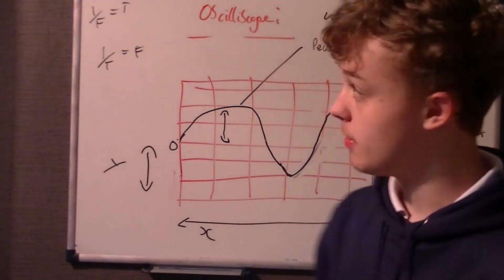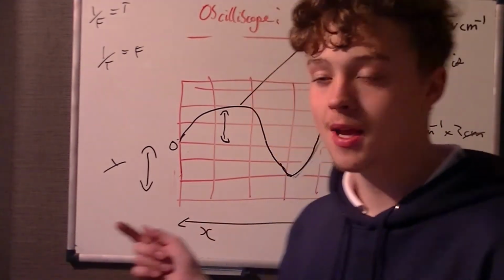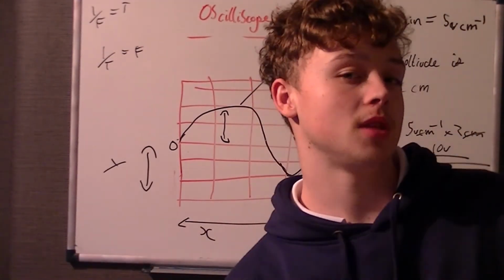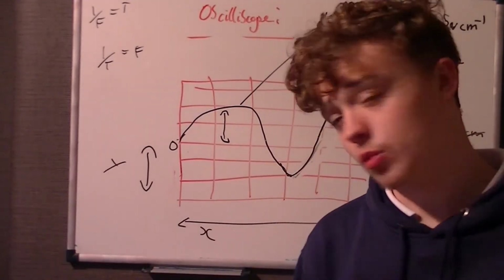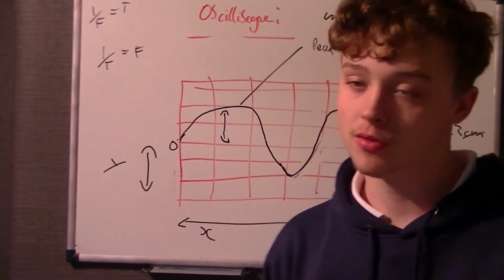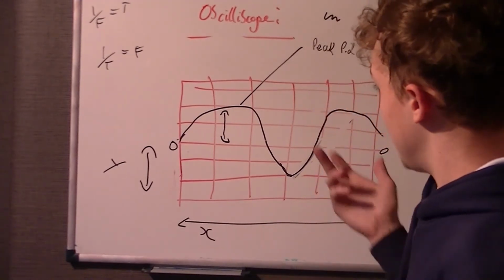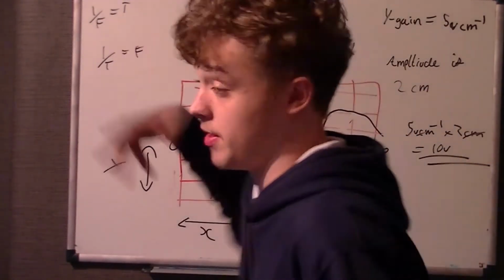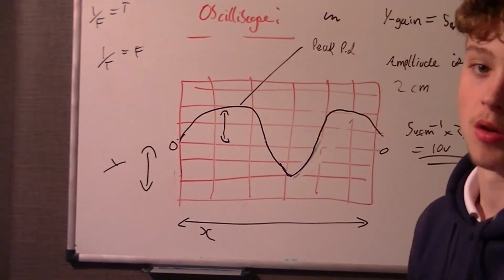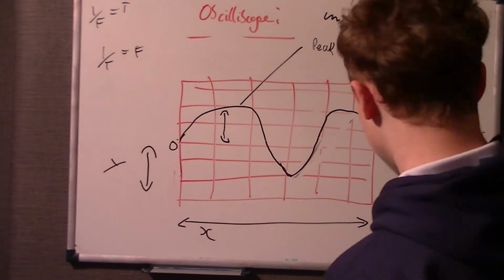And to measure the potential difference, or PD, you times the amplitude distance by the Y gain, and that will give you the peak potential difference. And 1 over the frequency equals the time period. Rearrange that, and you get 1 over the time period equals the frequency. Hopefully that's starting to make a bit of sense now.